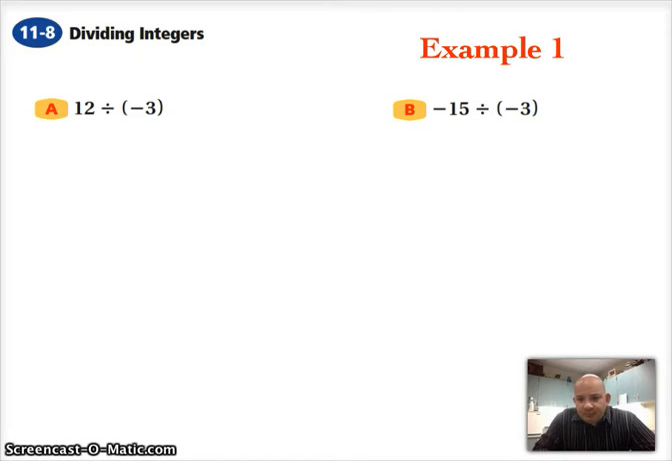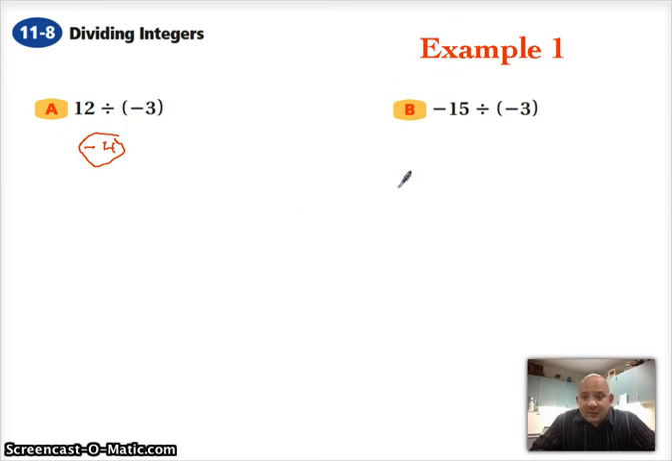First example is 12 divided by a negative 3. First of all, I will note that there is a positive divided by a negative, and right away I know that these are two unlike signs in the divisor and dividend. So I'm going to go ahead and put a negative. It's going to result in a negative quotient. Then I'm just going to go ahead and divide the numbers as if they were positive. 12 divided by 3 is 4. So my answer, negative 4.